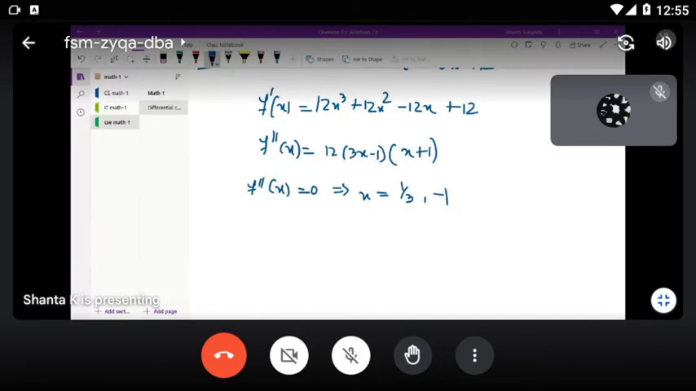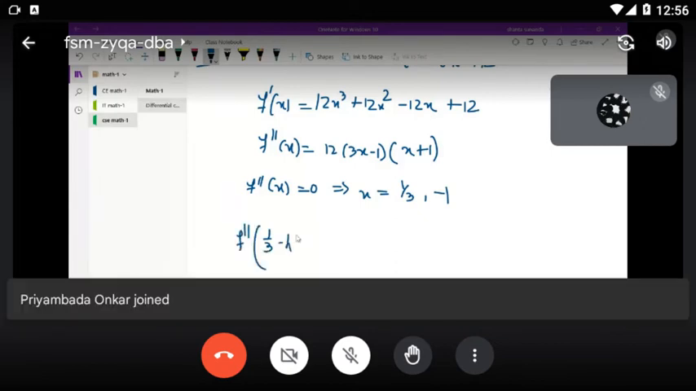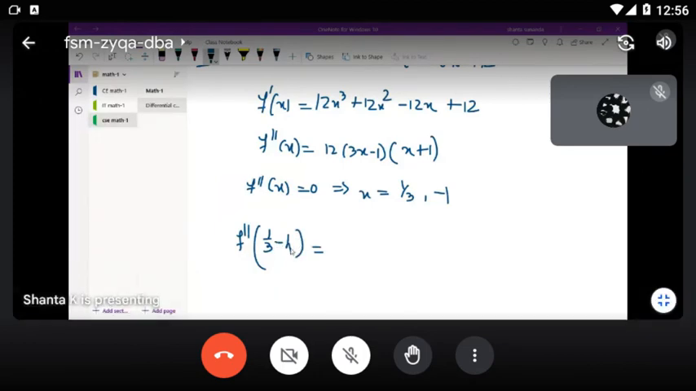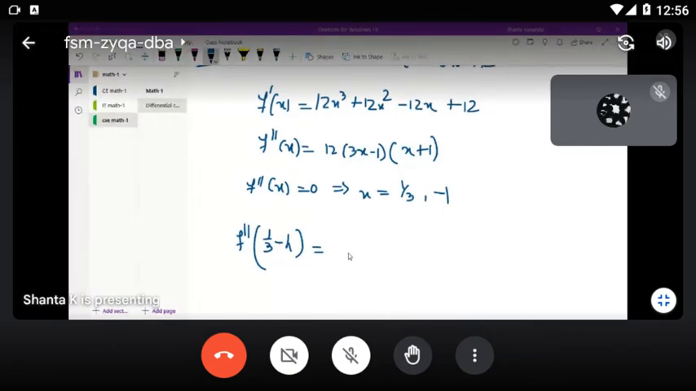Okay, so let's look at 1 by 3. We will consider 1 by 3 minus h. What happens to the sign at this point? Whether the sign is negative or positive, what will be the sign? Suppose you put 1 by 4, what happens? It becomes negative, right? So here it will be negative.